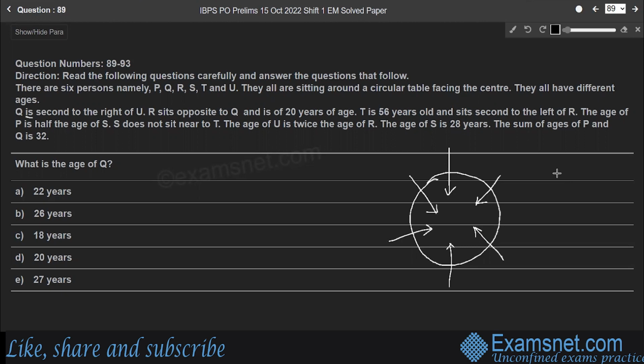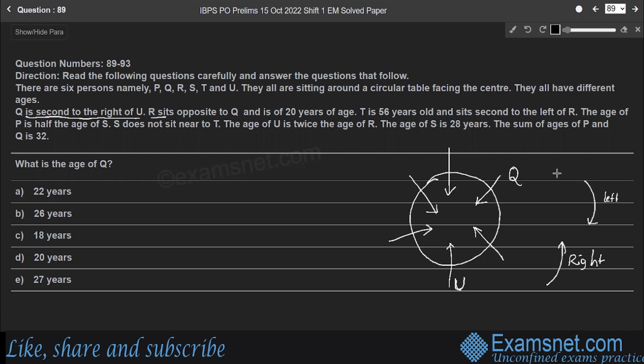For the first point, Q is second to the right of U. All are facing the center. If you consider the position of U here, Q is second to the right of U. To the right means in the anti-clockwise direction, since all are facing the center. Their left means in the clockwise direction. Right? This is the right, this is the left. So Q is sitting second to the right of U.